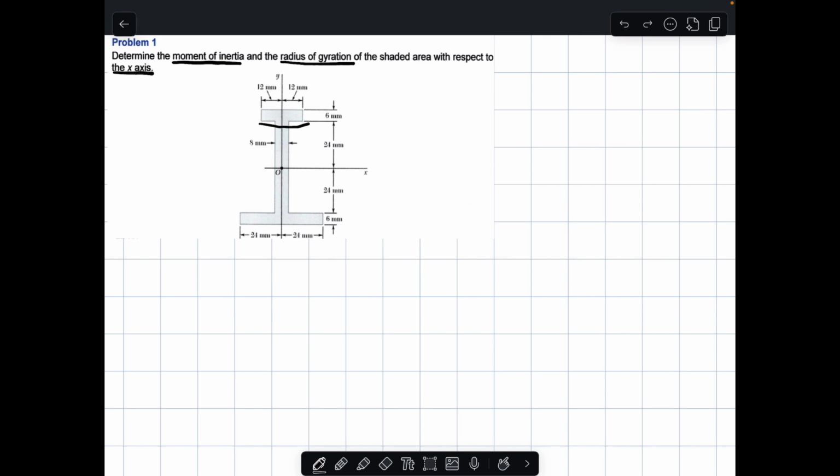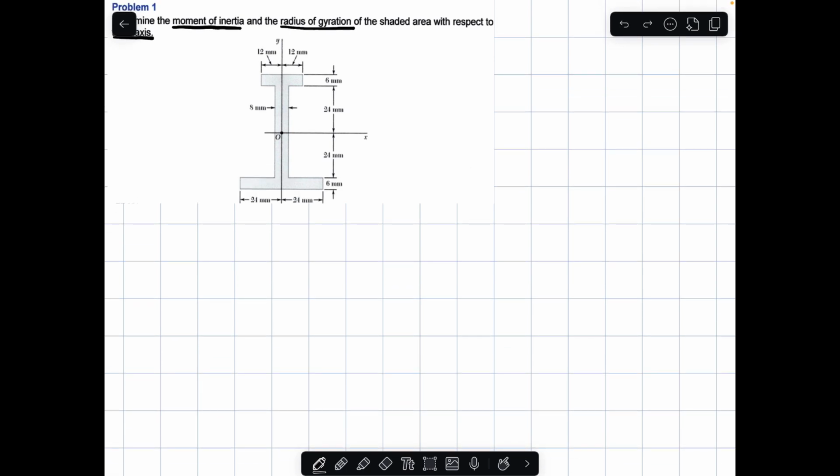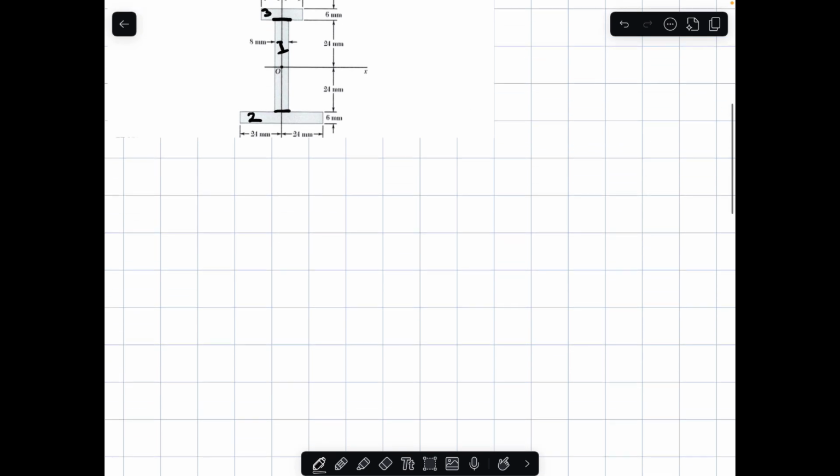So we have this rectangle here, this rectangle here, and this rectangle here. And I am going to actually label them. So this one will be 1, this one will be 2, and this one will be 3. I'm going to create a little chart so I can organize what I have.